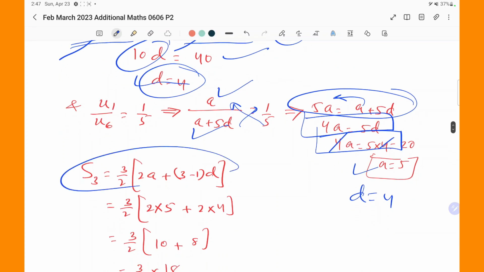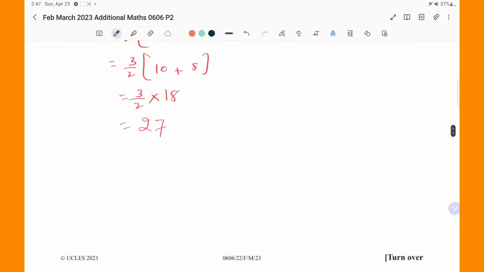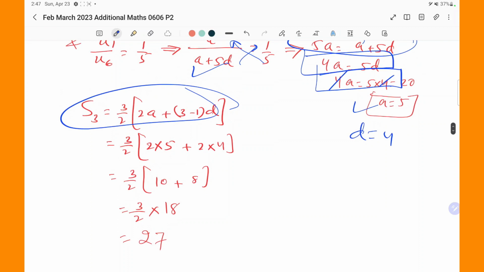We have to find S3 because it's written here. Find sum of first 3 terms. S3 is n over 2, like 3 over 2, 2a plus 3 minus 1 d. So that's 3 over 2. 2 times a, that's 5. And d, 3 minus 1 times d, that's 4. 2 times 5, 10. 10 plus 8, 18. 3 over 2 times 18, that's 27.